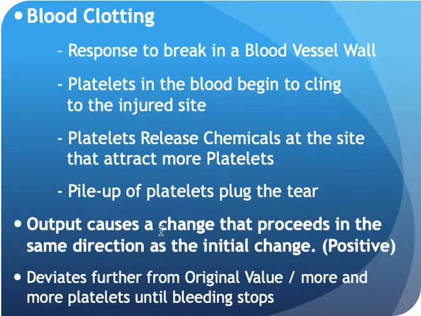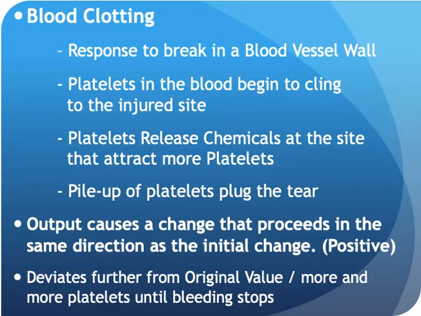But the output causes a change that proceeds in the same direction as the initial change. So I had these platelets that begin to cling to the injured site, and then I just get more and more and more platelets until I have fixed the problem and brought things back to homeostasis. You're deviating further from the original value, so more and more platelets are going to build up until the bleeding has stopped. So it's moving in the same direction. If this was negative, it would be the opposite. I would get less and less platelets. So two good examples.